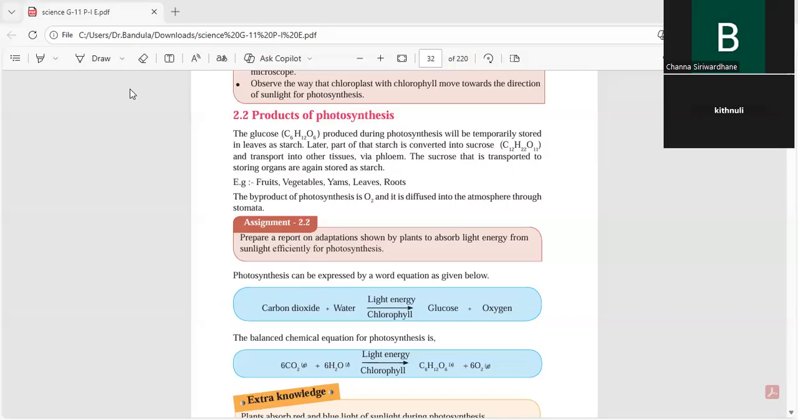That is temporary, right? So we have to transport this to a stored tissues, storing tissues like fruits, right? Then we have to convert it again to a soluble but inactive material, carbohydrate material like sucrose. So it is converted into sucrose. Then the sucrose that is transported to the storing organs. Again stored as starch.